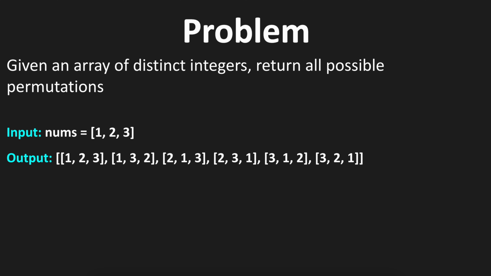So for example, let's say that our input is 1, 2, 3 and we need to return all possible permutations. The first permutation is the input itself, 1, 2, 3. The next one is 1, 3, 2, and the next one is 2, 1, 3, and so on. So in total we have 6 permutations for our input.